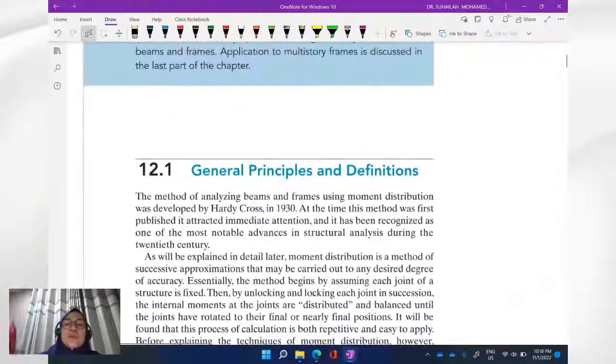So that's number one. I mentioned the output, or the learning outcome. We need to analyze member end moments. What is a member end moment? A member end moment is the moment at the joint, the moment at the nodes. We call the joint a member end, and there is an internal moment at each joint.